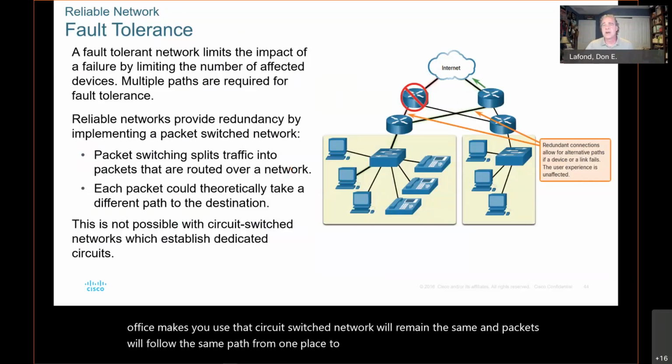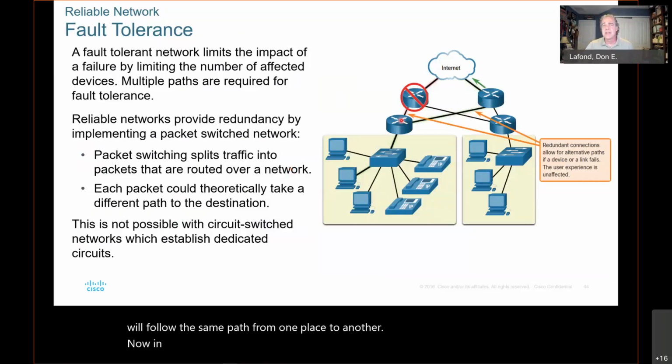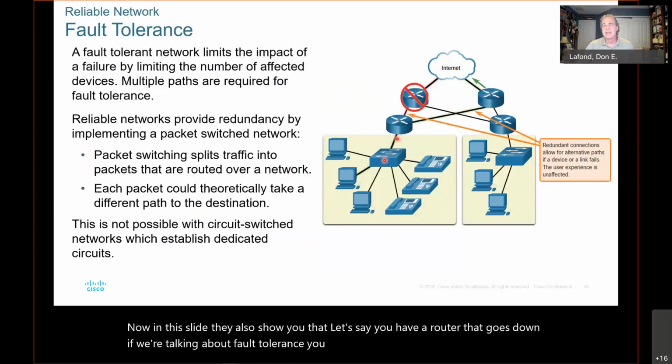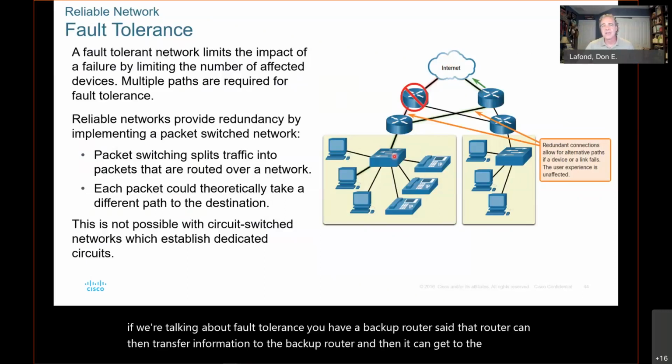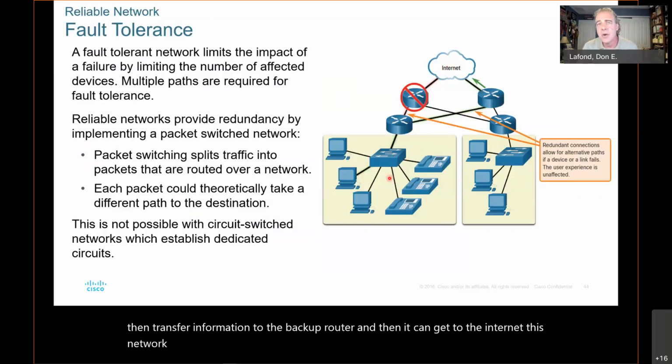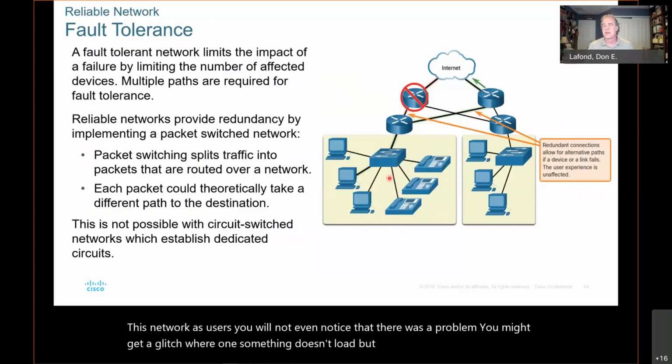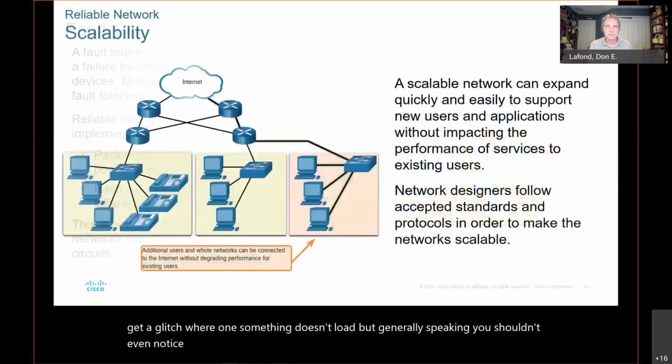Now, in this slide, they also show you that, let's say you have a router that goes down. If we're talking about fault tolerance, you have a backup router, so that router can then transfer information to the backup router, and then it can get to the internet. This network, as users, you will not even notice that there was a problem. You might get a glitch where something doesn't load, but generally speaking, you shouldn't even notice. The internet is that fast in today's world.